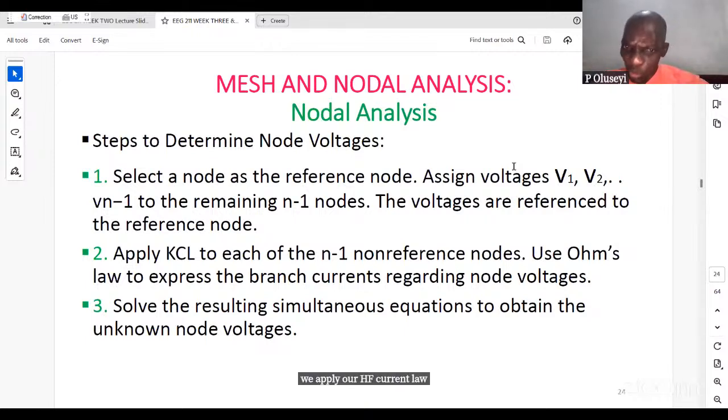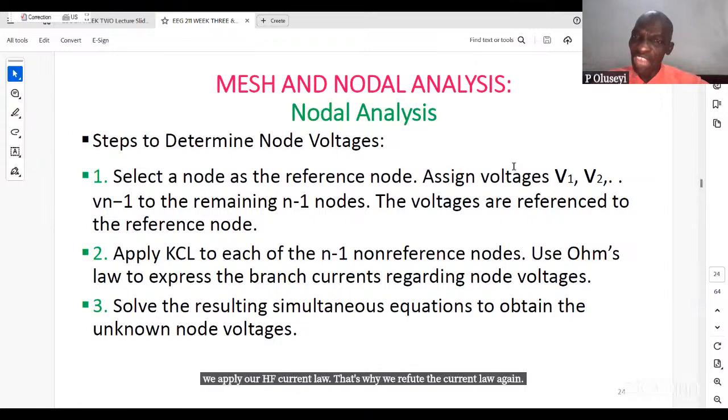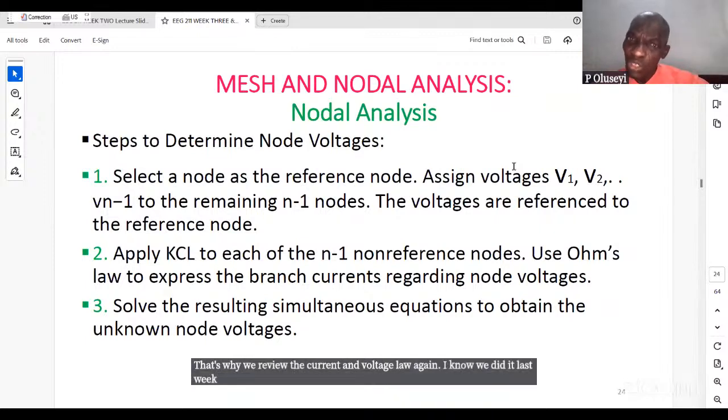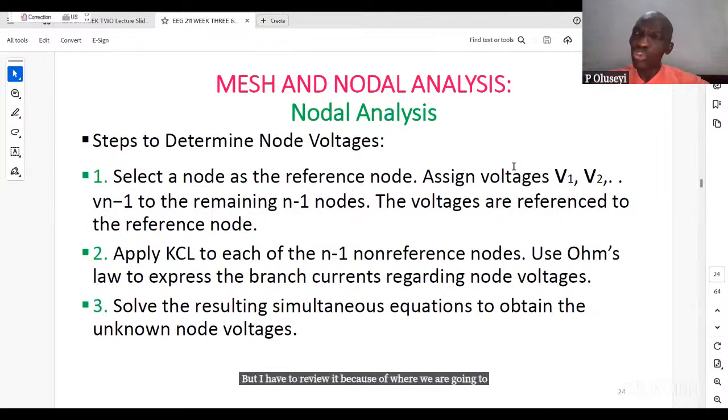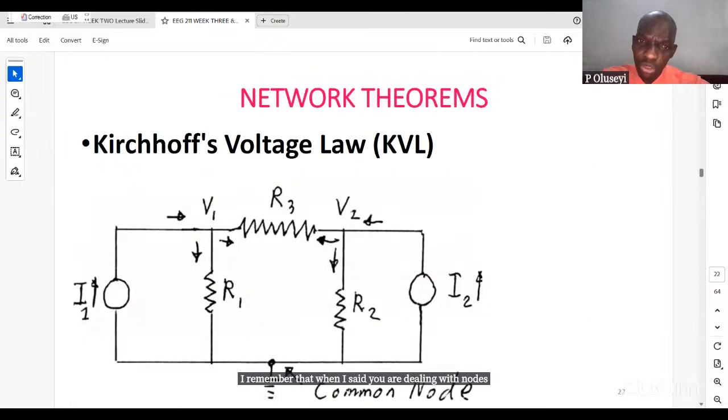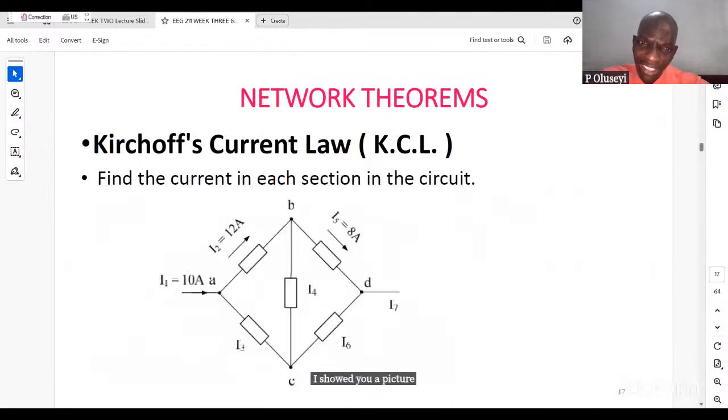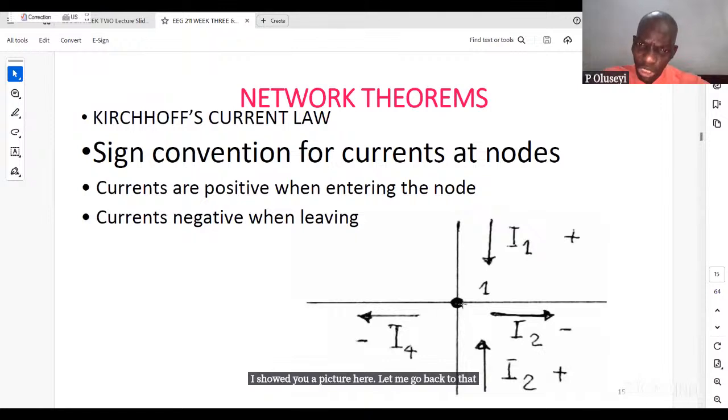That's why we review the current and voltage law again. I know we did it last week, but I have to review it because of where we are going to. So you use the Kirchhoff current law for nodal analysis because you are dealing with nodes. And remember that when I said you are dealing with nodes, I showed you a picture here. Let me go back to that picture. Because we are dealing with nodes, this particular convention becomes very, very crucial to nodal analysis.